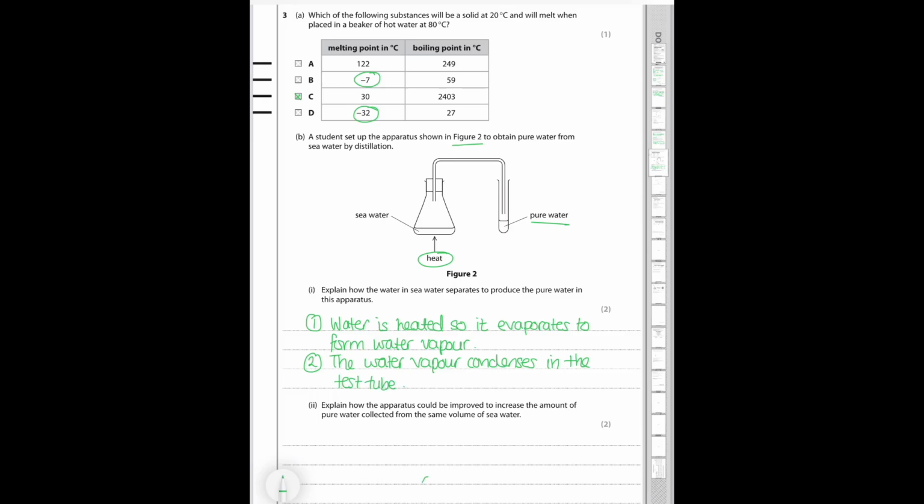So for part 2, explain how the apparatus could be improved to increase the amount of pure water collected from the same volume of seawater. So here what we could do is put a beaker of iced water around the pure water that's condensing, and that means that the water vapour that's condensing will cool more quickly, condense more efficiently, and less of the vapour will be lost as gas to the atmosphere.